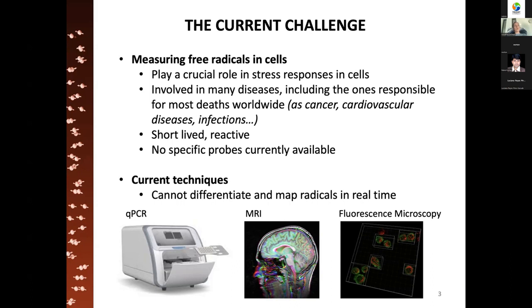And the biggest problem is in getting spatial resolution. So there's really nothing that can allow you to map radicals at the nanoscale, and that is what we would like to do.